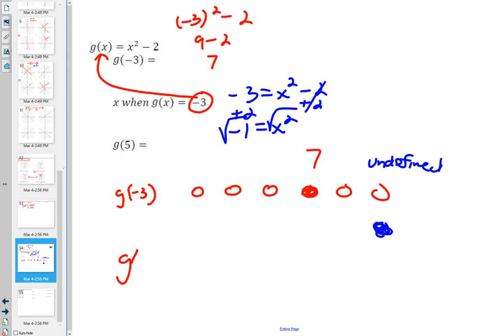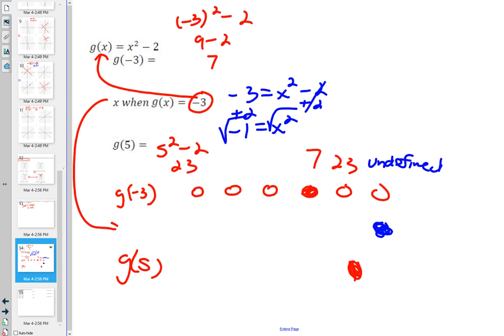Then g of 5 is just putting in a 5. When you put in a 5, what's 5 squared? 25 minus 2 is 23. So you would find 23, and then you would bubble in that bubble. There you go. You have one bubble on every row. So which one's for the middle one? It would have been written here, and you would have just gone to undefined.